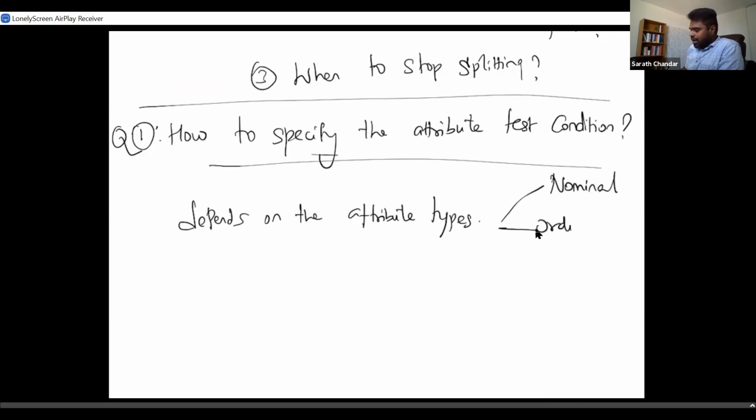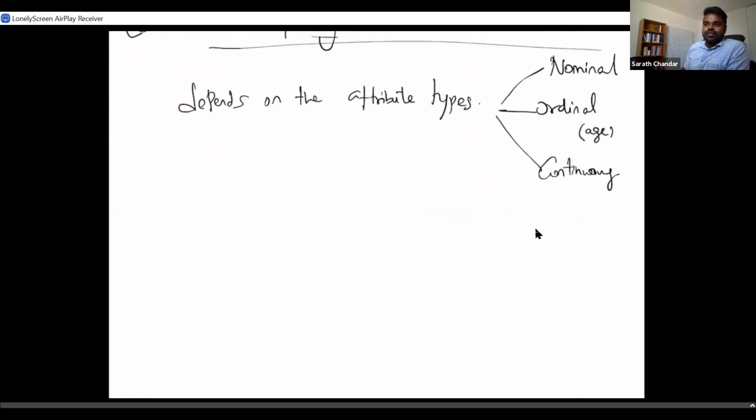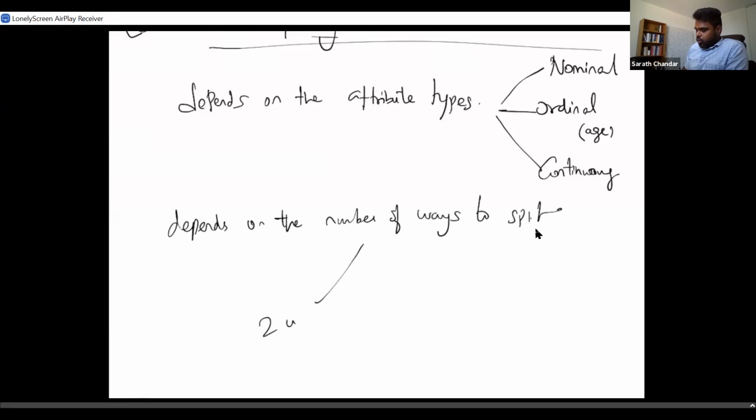We could have ordinal attributes. When I say ordinal, for example, age. Then you could have continuous attributes. Now there is also another thing to consider, which is the number of ways to split. You could either split two-way or you could split multi-way.